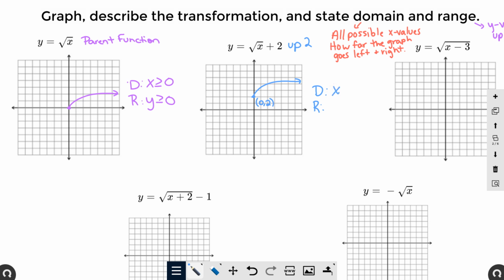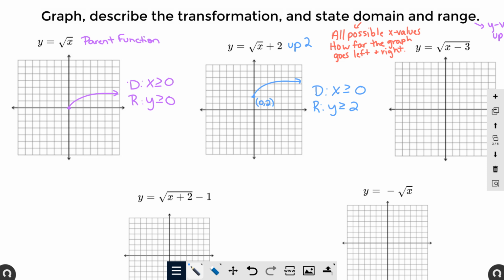So domain is your x value. So my x value starts at 0 and it's going to the right. So I would say greater than or equal to. Good. And my range is no longer starting at 0, but it's starting at 2. So y is greater than or equal to 2. Because it starts at 2 and goes up and over.